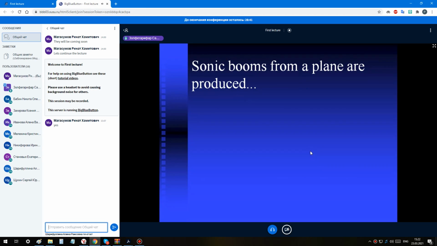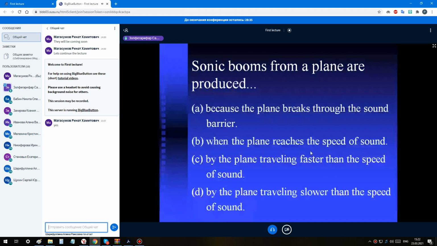The sonic boom is produced because the plane breaks through the sound barrier when the plane reaches the speed of sound, caused by the plane traveling.